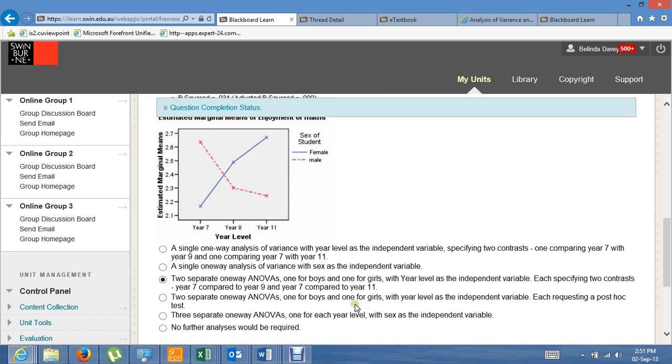3 separate one-way ANOVAs, one for each level with sex as the IV. That's not correct because gender's the least important variable, so we're not doing follow-up analyses for that. We're splitting that into groups and doing follow-up analyses for year level. No further analyses would be required.